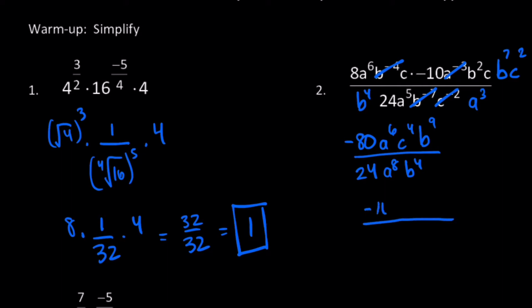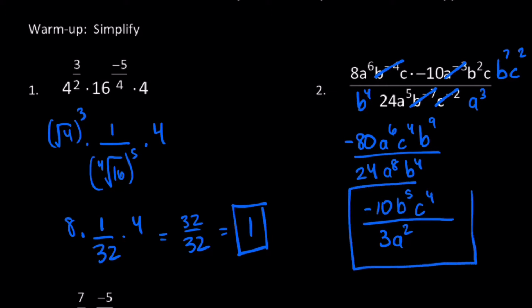And that gives me a negative 10 and a 3. With my a's, those 6 a's will cancel with 6 of those. So that would just be a squared in the denominator. I've got b to the 9th in the numerator. I've got b to the 4th in the denominator. So we subtract those exponents, you get b to the 5th in the numerator. And then you have a c to the 4th up top as well. So there is your simplified expression.